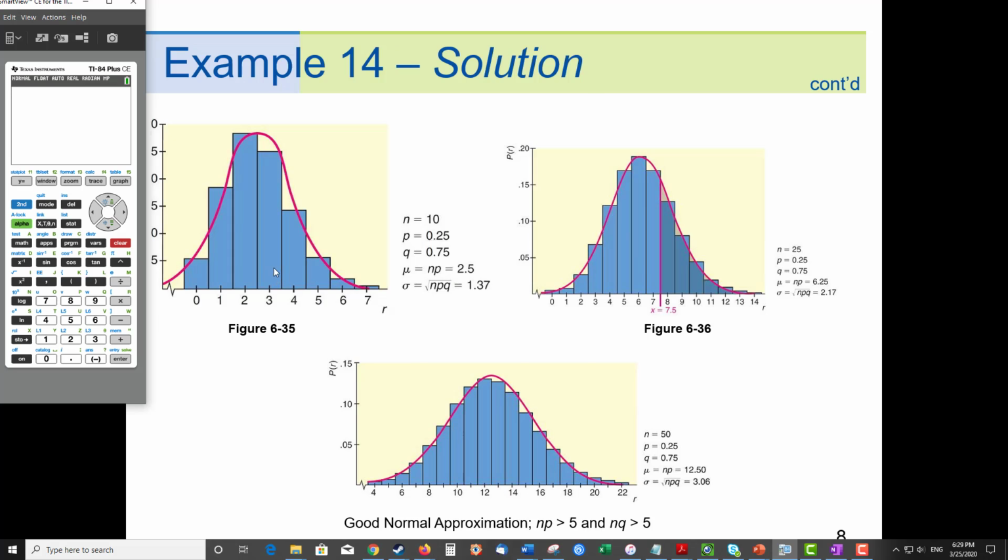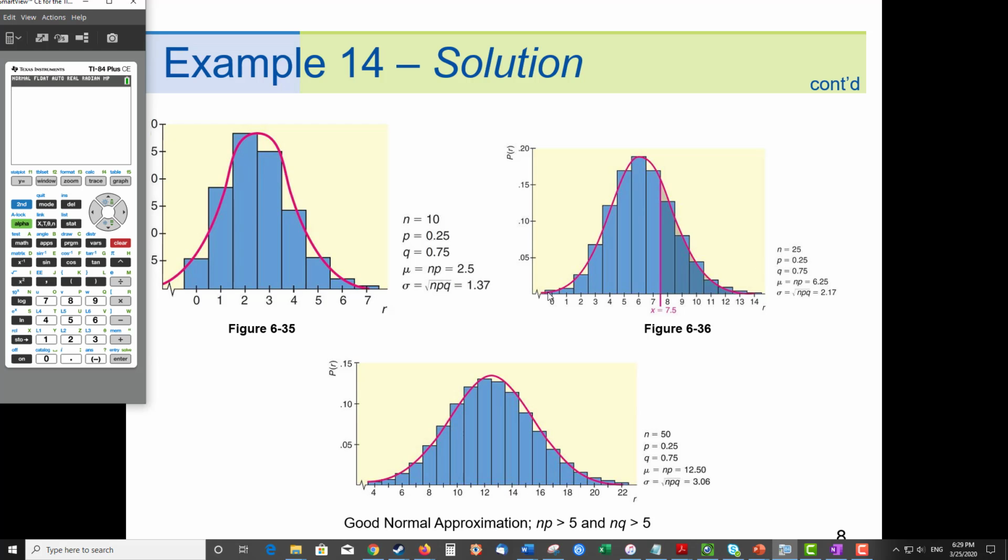If we had instead 10 trials, we see that the probability of 0 successes is about, I think they have the wrong thing there on the y-axis. This should be 0.05, I believe. So that's about 5%. 1 is here, 2 is here, 3, 4, 5, 6, 7, and more.